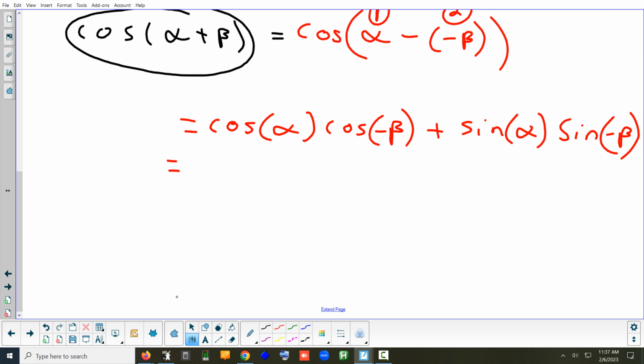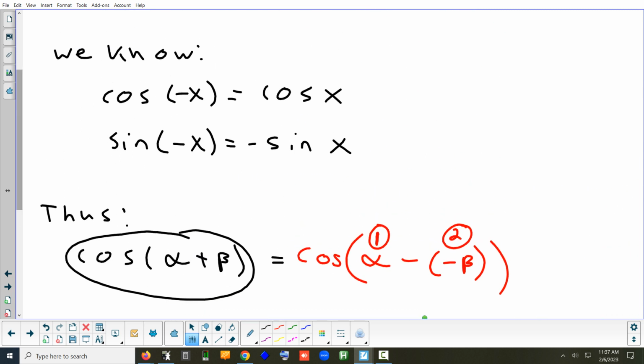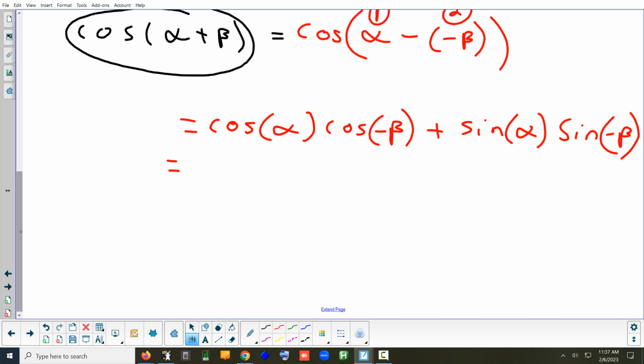What happens to this negative in front of beta? It can just disappear since it's a cosine. Whenever you have a negative inside of a cosine argument, you can just get rid of it. So we end up with cosine alpha times cosine beta. I really don't need parentheses anymore, but when you have a negative inside the argument, if you don't put parentheses, it looks kind of confusing. Then somebody's not sure what's going on. All right. Now, this sine alpha is fine.